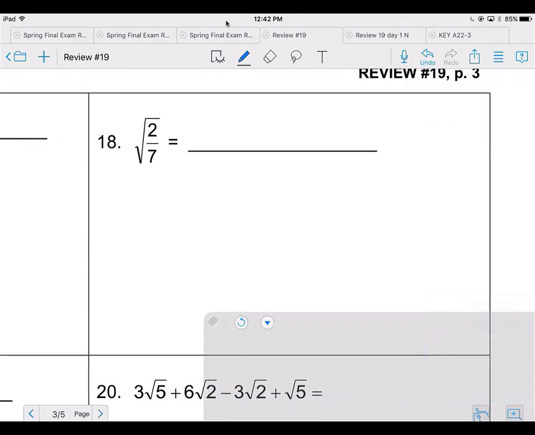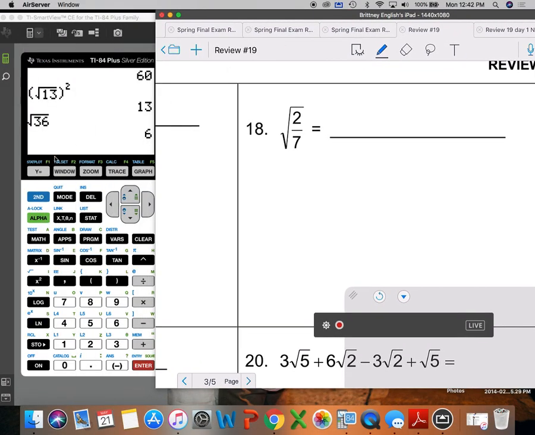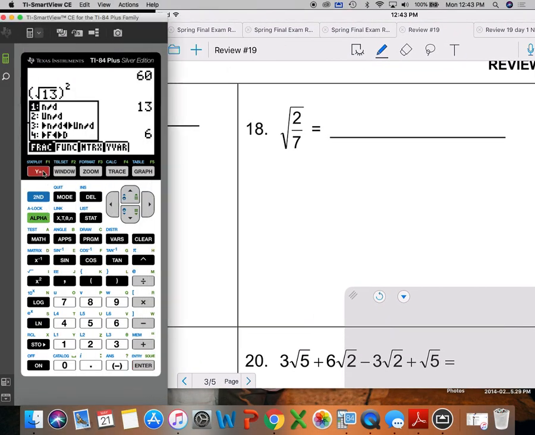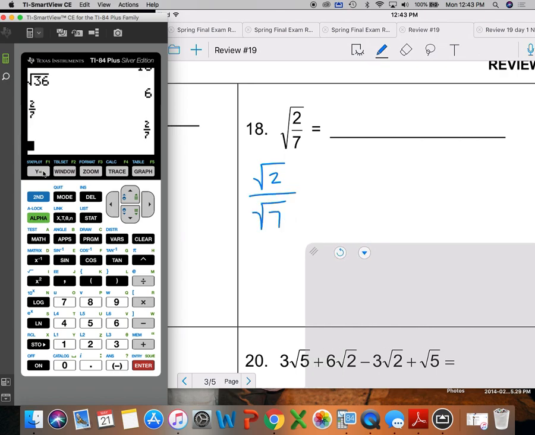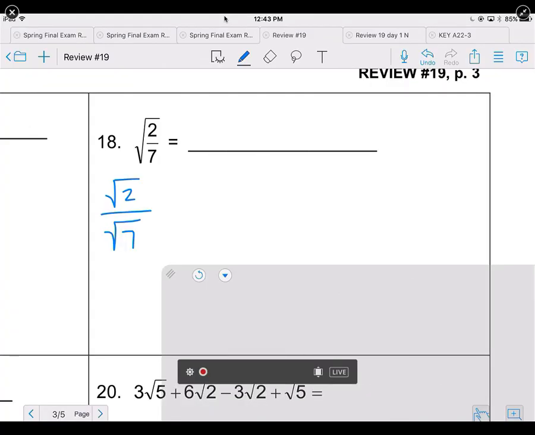Problem 18, we have 2 and 7, both inside of the square roots. One thing that you can do is see if you can simplify the fraction at all, and we can't. We can break this up into the square root of 2 divided by the square root of 7. When you try to take both of the square roots, it does not work out nicely. There's nothing that you can do to simplify the square root of 2, and there's nothing you can do to simplify the square root of 7.